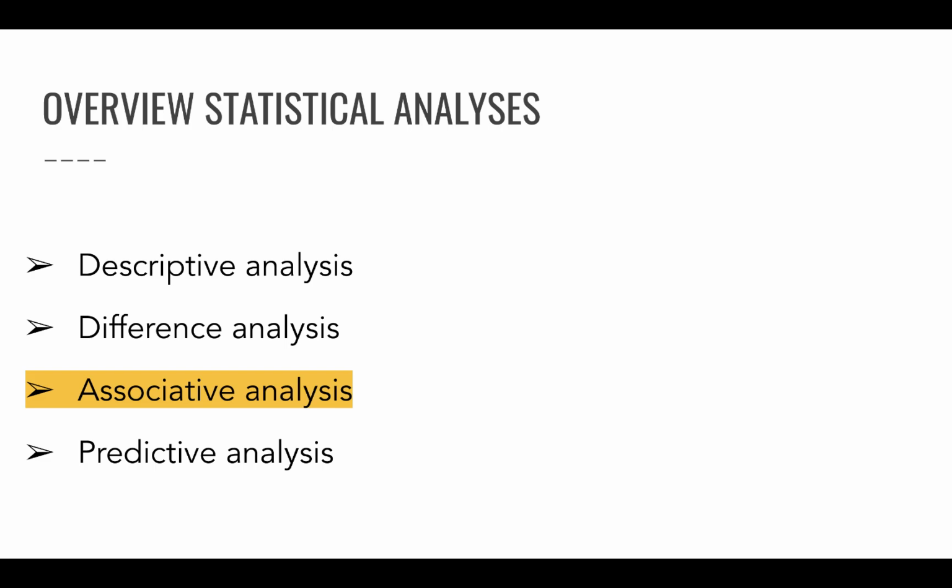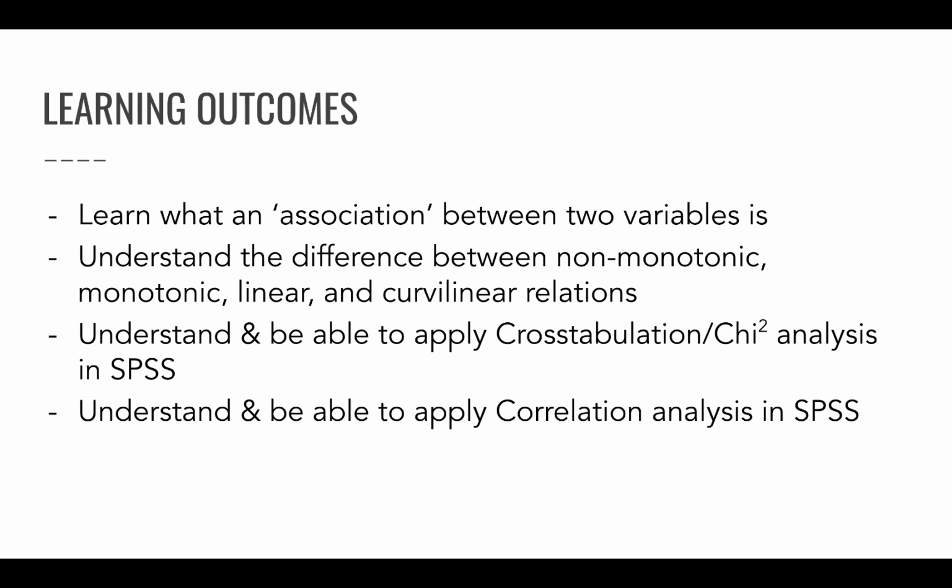This class is about associative analysis. So associative analysis is the third one that we discuss in Marketing 470. And what I'm going to offer you today is first a little bit more information about what an association between two variables really is. What does it mean when we found an association such as, for example, a correlation between two variables? Then we're going to go over the difference between non-monotonic, monotonic, linear, and curvilinear relationships.